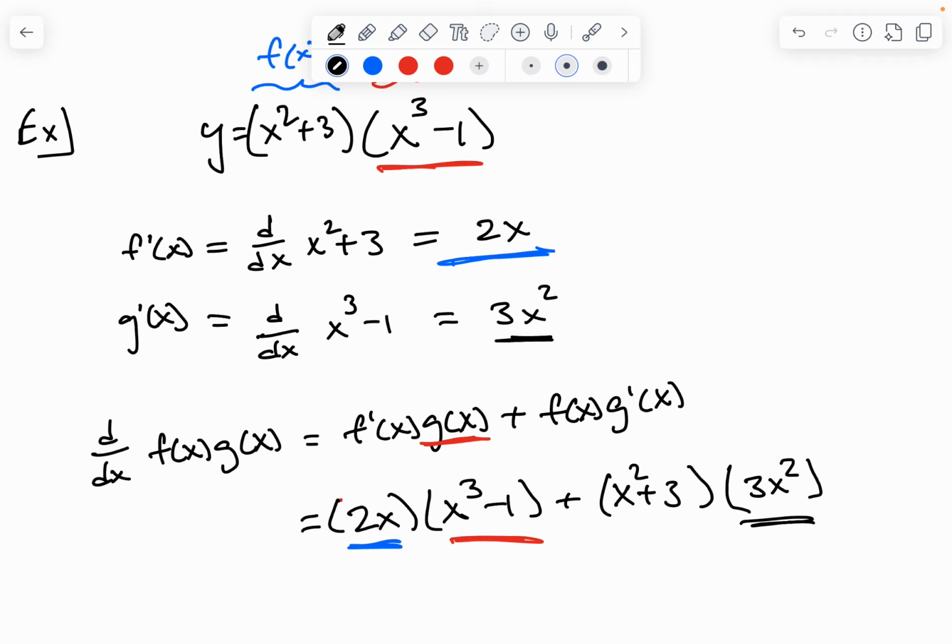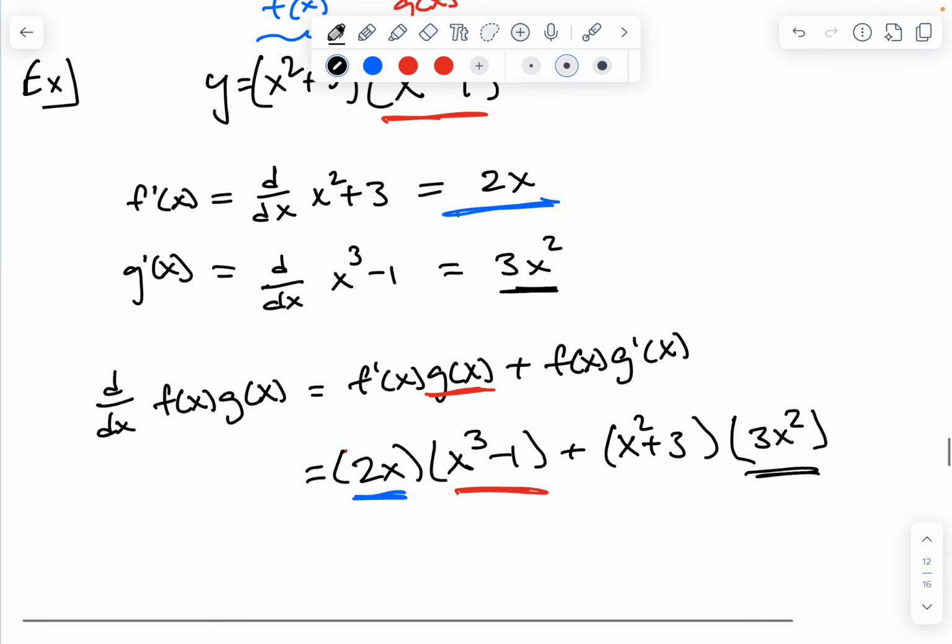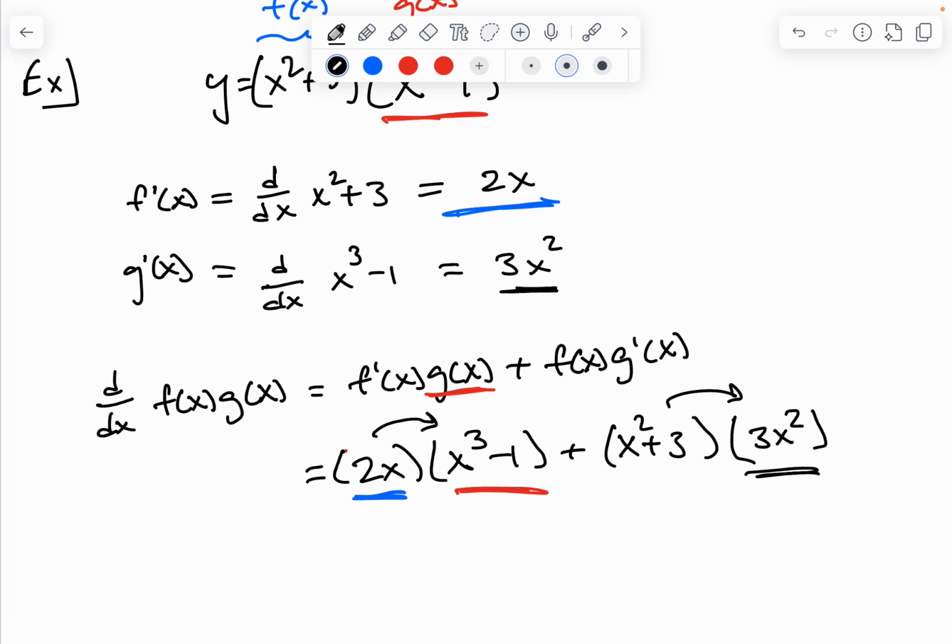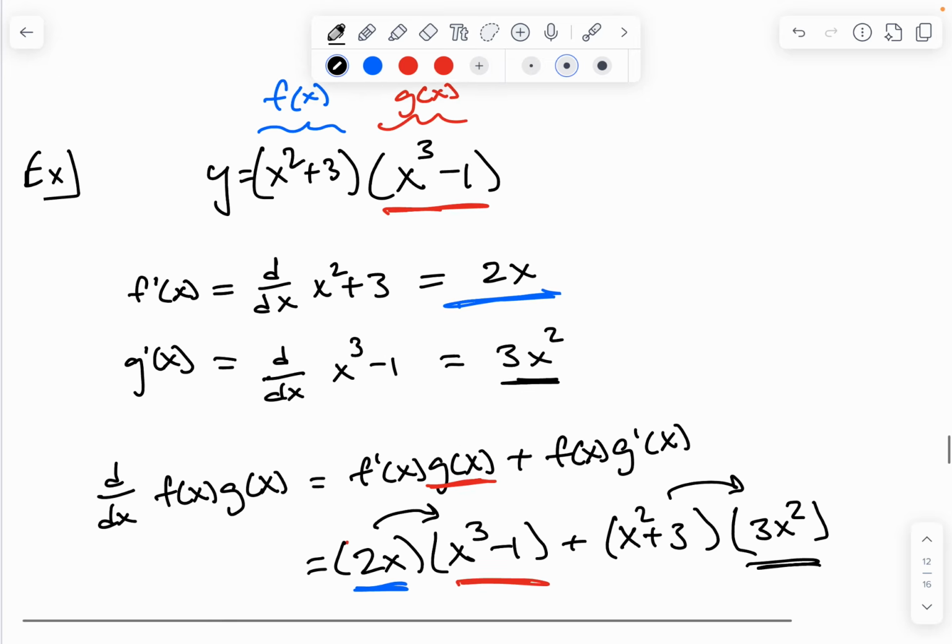Like that. Okay, so that is our final answer. We can simplify this further, basically just multiplying these out together, but that is the essence of the product rule.